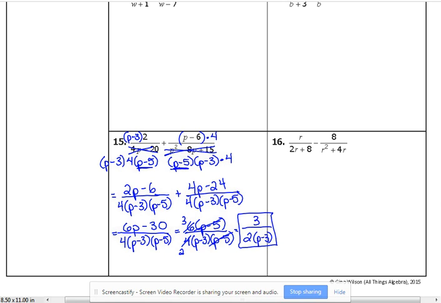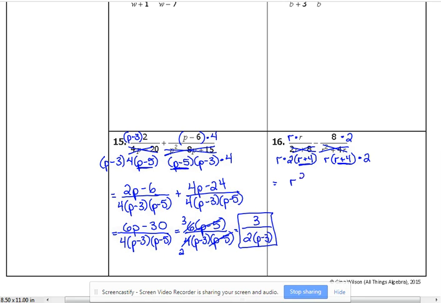Okay, last one. Number 16. First denominator. What should we do? Pull out a 2. Left with r plus 4. Second denominator. Pull out an r. R plus 4. So they both have r plus 4. What's the first one missing? R. Multiply top and bottom. How about the second one? 2. Top and bottom.